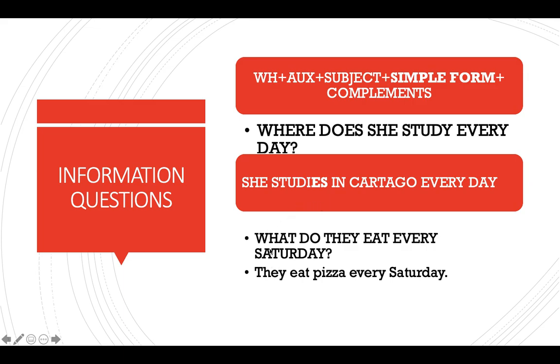And then another example, what do they eat every Saturday? Here I use do because my subject is they. They eat pizza every Saturday. Okay, so here no S because the subject is they. Here you have to include ES because my subject is she. Okay, so you need to practice the different kinds of structures we have in the simple present.